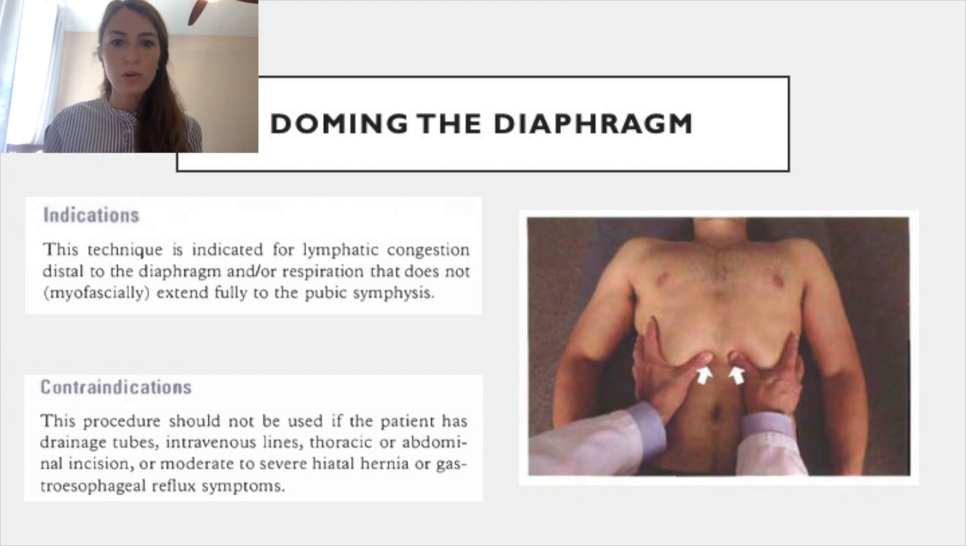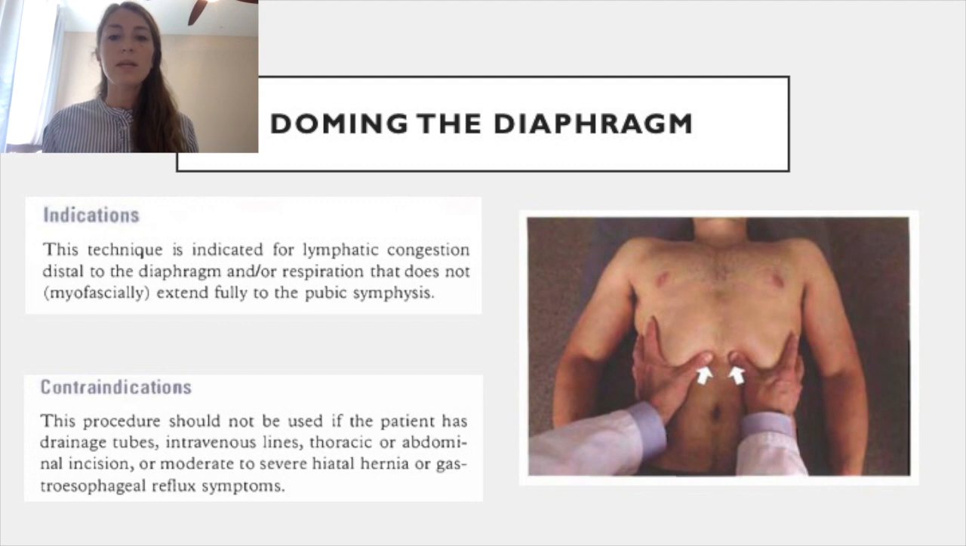Okay, and so for the next technique, it is called doming of the diaphragm. So the patient is lying supine, and for most of these techniques, by the way, I should have mentioned, knees are flexed and flat on the table. And so for this technique, the physician stands next to the patient and places their thenar eminence right below the xiphoid process. And the patient is instructed to inhale and exhale several times.